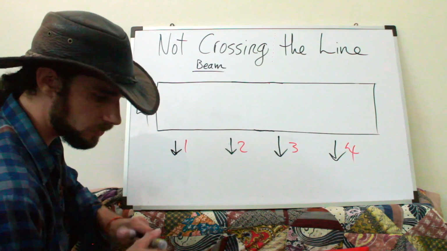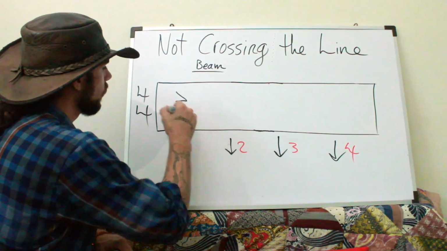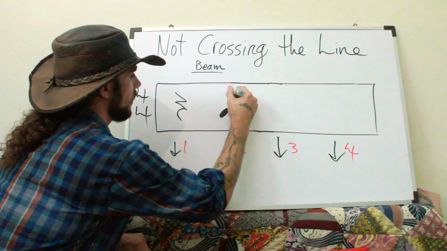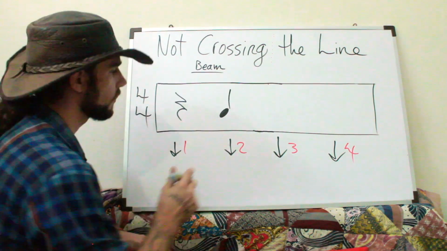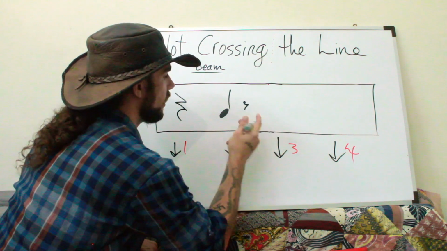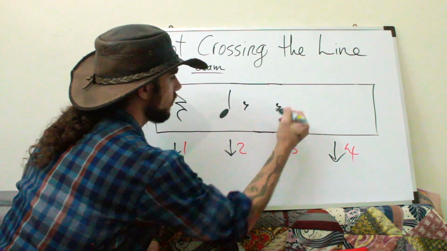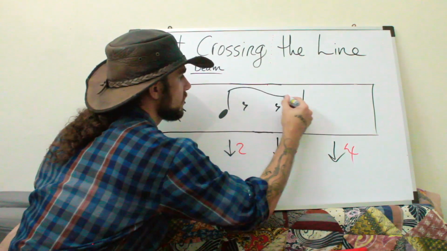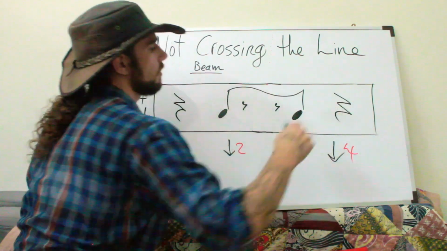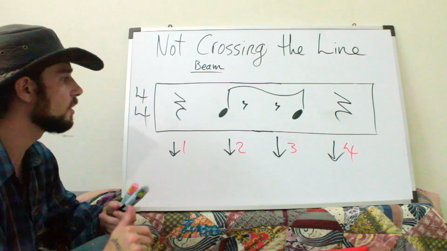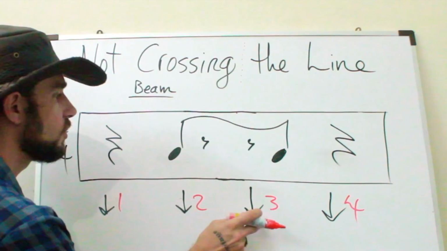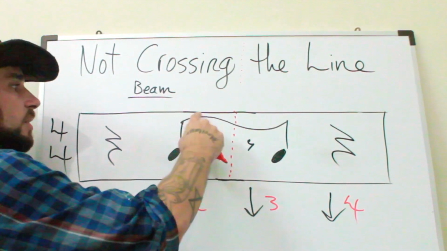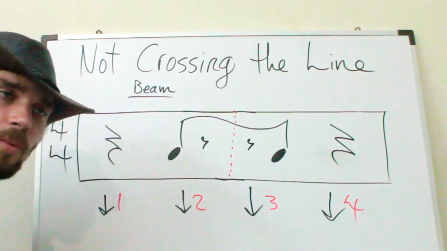Okay, one more. We're going to start out with a quarter note rest. I'm going to have an eighth note with an eighth note rest. Here in this third box we'll have an eighth note rest, and then we'll have this eighth note here. We tie them together. Now let's just do a quarter note rest just to make things easy. Okay, we can see in between the 2 and the 3 we've got our imaginary line. Our beam has crossed the imaginary line, so we don't want that.